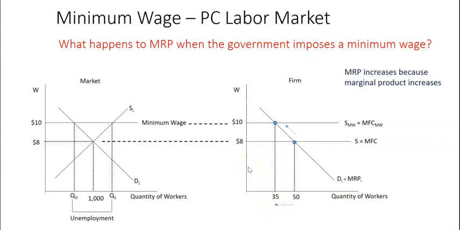So when the government imposes a minimum wage, the quantity of workers goes down and the MRP increases. Remember that you calculate MRP with the marginal physical product times the price of the good. The price of the good isn't changing, but the marginal product is increasing. And the reason that the marginal product is increasing is because of diminishing returns.